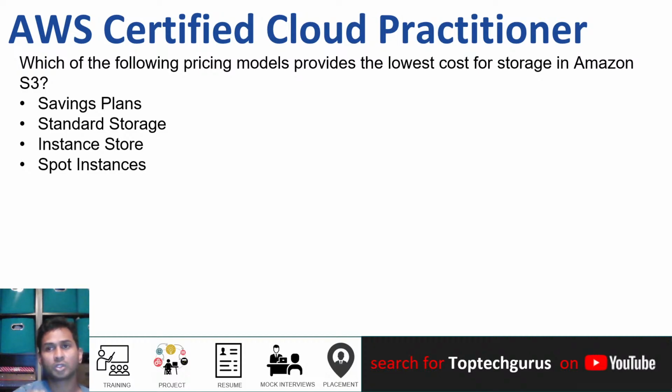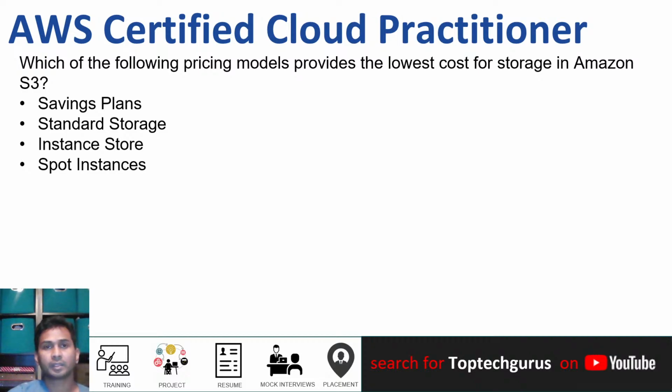So here they're talking about storage and Amazon S3. In S3, you don't really have a savings plan. You don't really have any instances. So there are no EC2 instances to say spot instance could be one of the options. So we can eliminate 1 and 4 as well. So now we are left with only one option: standard storage.